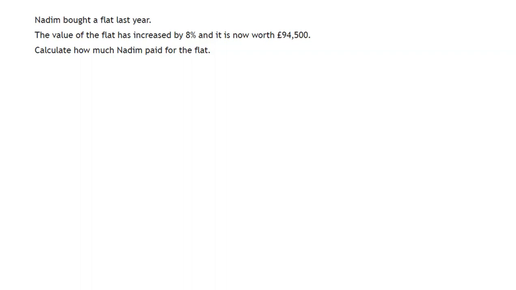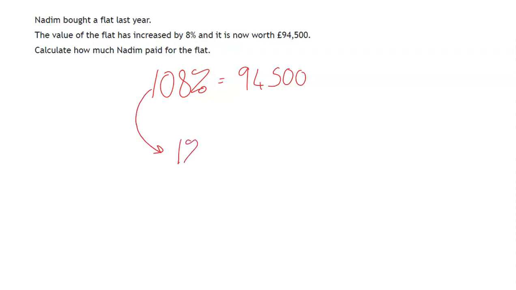We want the original. Now remember, reverse percentages, the first thing we need to do is figure out what percent we now have. We then have to work back by going to 1% and then multiplying up to get to the original. So what percent do we now have? Well, it's increased, it's gone up by 8%. So now we have 108%. And we know that that 108% is equal to 94,500.